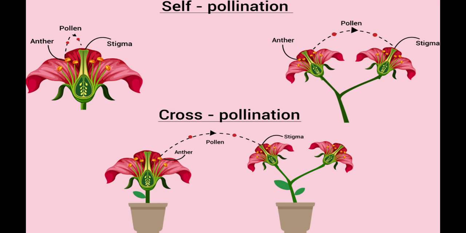Cross pollination: transfer of pollen grains from the anther of one plant to the stigma of another plant of the same species is known as cross pollination.